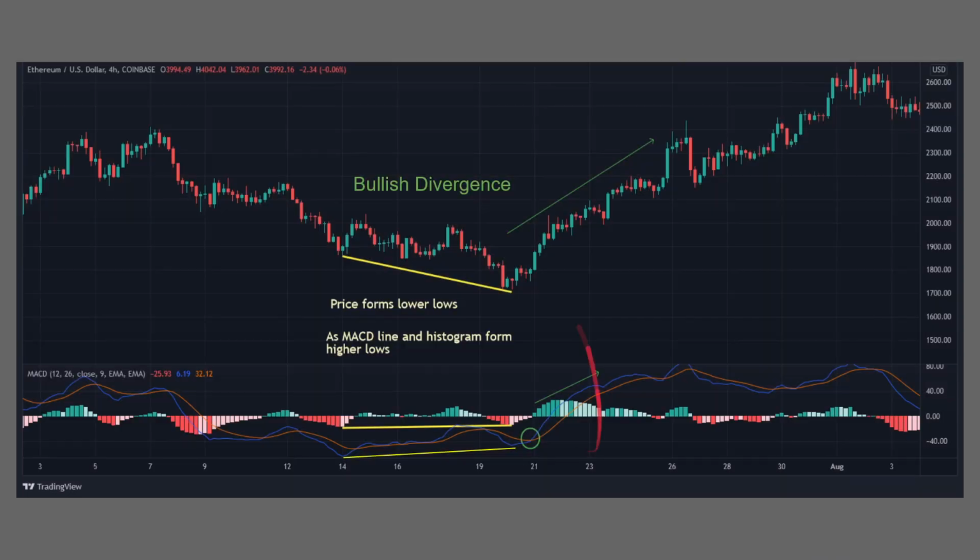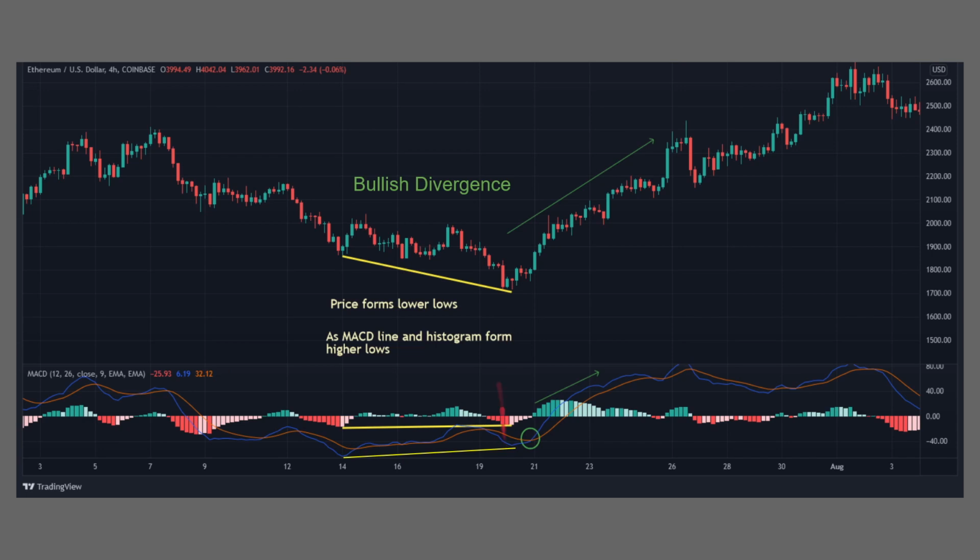Here's an example. This is Ethereum on the 4-hour chart of a bullish divergence. Price forms lower lows from here to here. Clearly, it's showing this lower low. And at the same time, the MACD line and the histogram are both forming higher lows. These are both coming up at the same time here to here. And here is our MACD line. It bottoms out, it swings back up. It's coming up at the same time. Price is still coming down, so that's interesting.